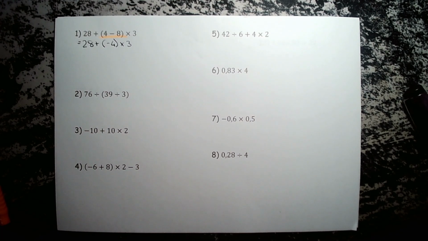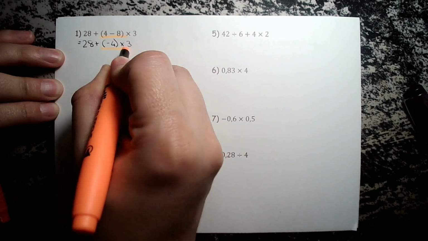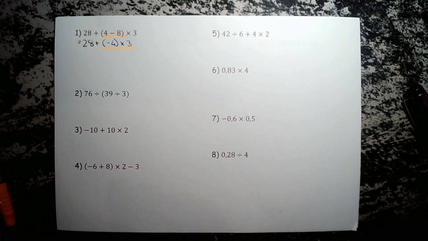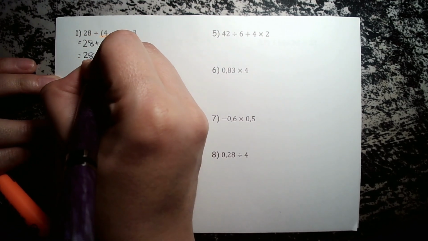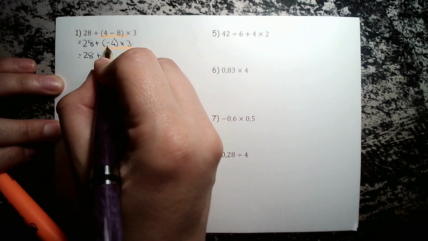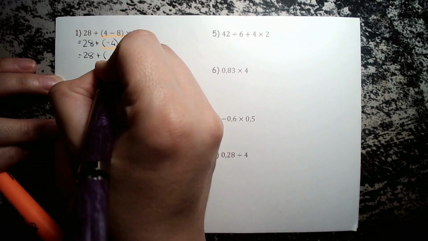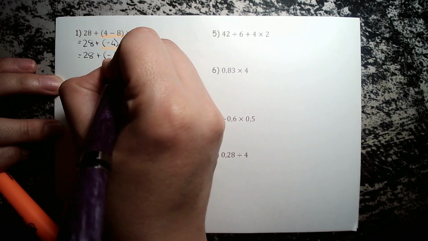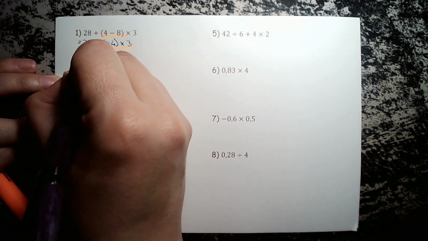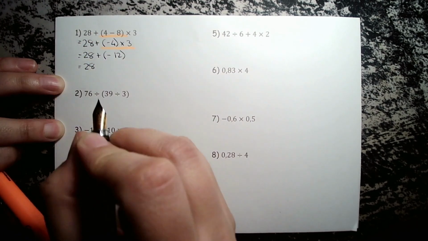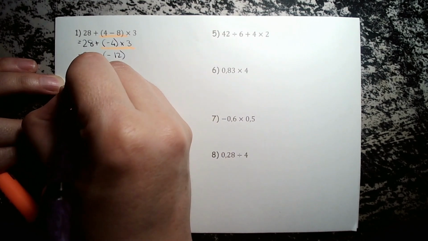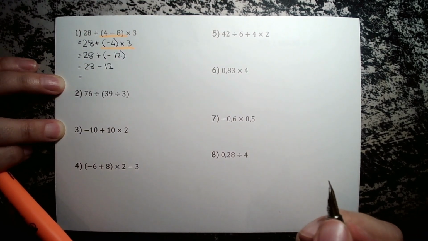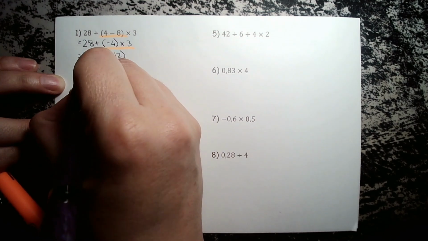So next we do multiplication. 28 plus negative times a positive is a negative, and 4 times 3 equals 12. So we have 28 positive minus a negative is a negative minus 12. And that means that our answer is 16. 28 minus 12 equals 16.